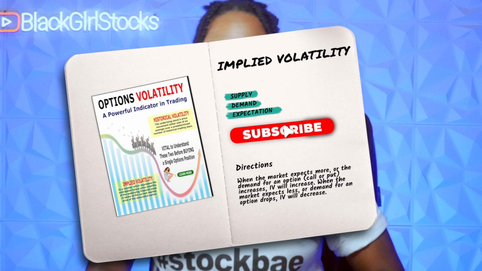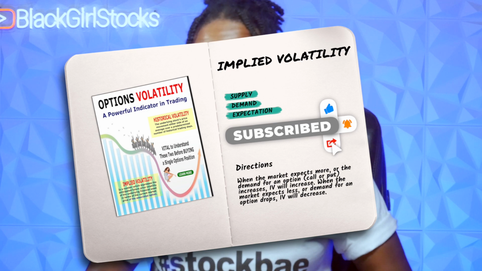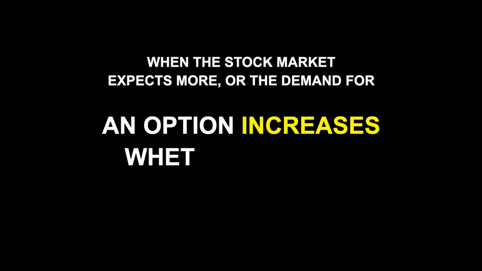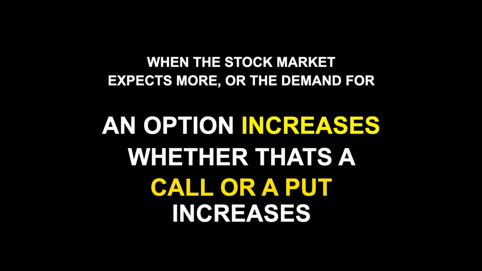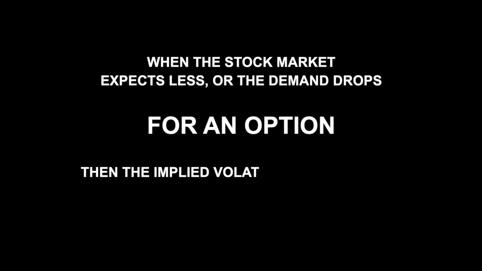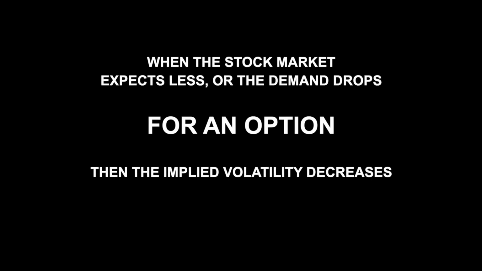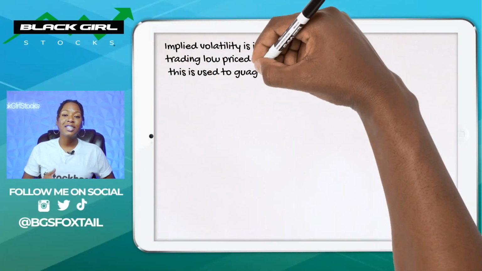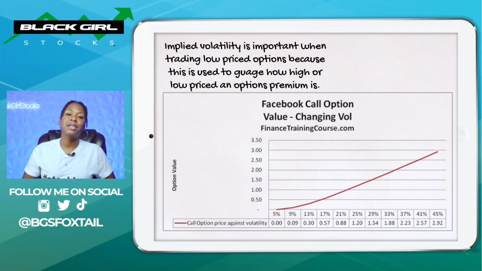Think about option implied volatility like a mixture of supply, demand, and expectations. So when the stock market expects more, or the demand for an option, whether that's a call or a put, increases, then the implied volatility is going to increase. When the stock market expects less or demand drops for an option, then the implied volatility is going to decrease. Implied volatility is important when you're trading low price options because this is used to gauge how high or low priced an option's premium is going to be.